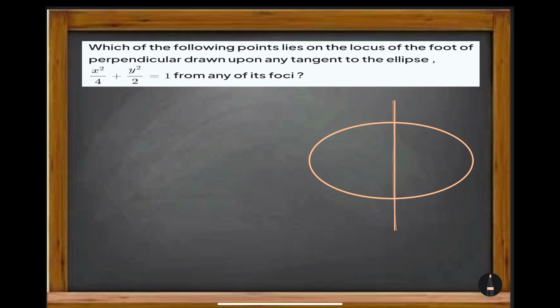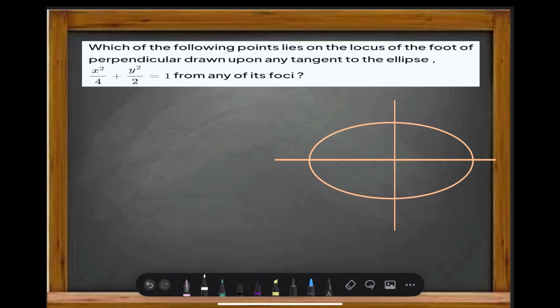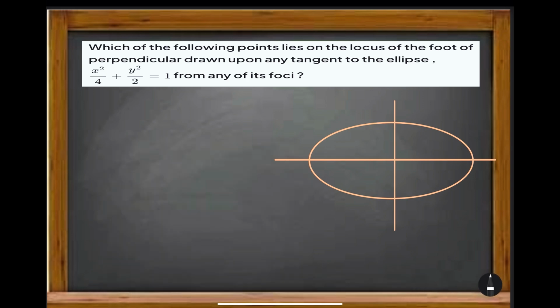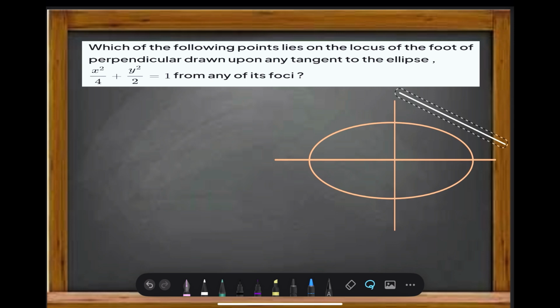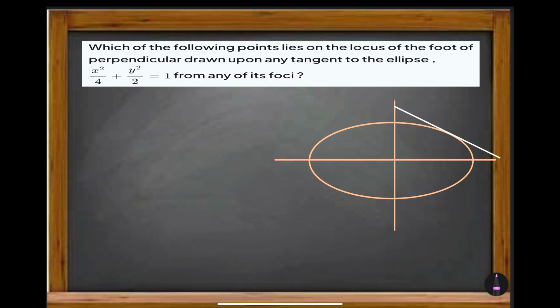So suppose that this is your ellipse. Okay, so these guys are talking about a tangent at any point. So you will have a tangent and this tangent will be at any point. So let's say this is your tangent at any point. Now what we have to do, we have to drop the foot of perpendicular from any of its foci. So suppose that this is the focus, so you have to drop the foot of perpendicular on this tangent and you have to find out the locus of that foot of perpendicular.